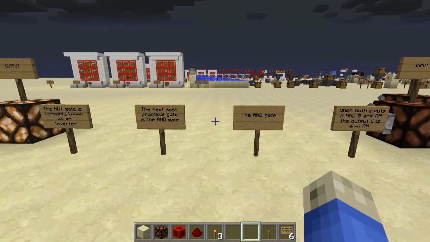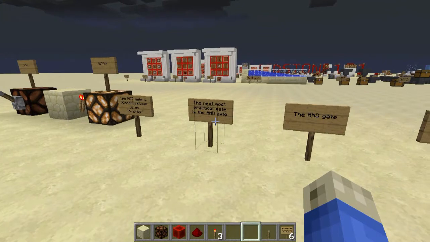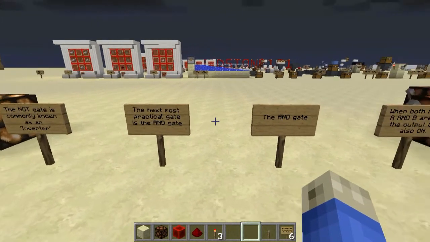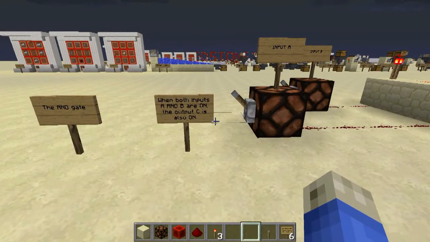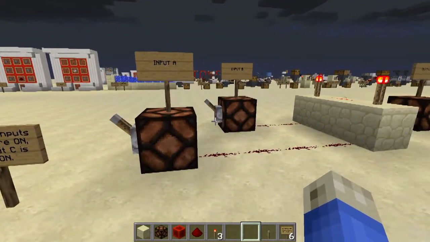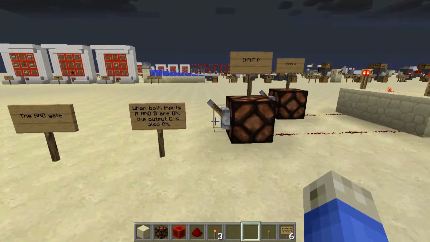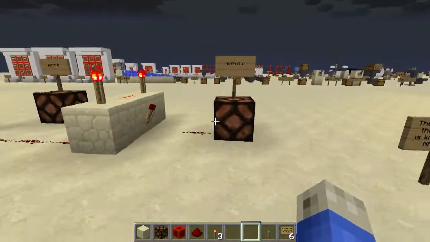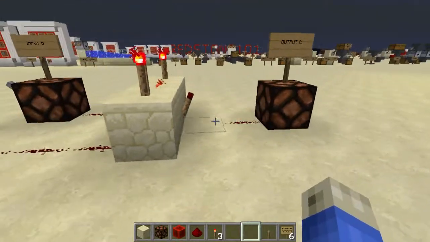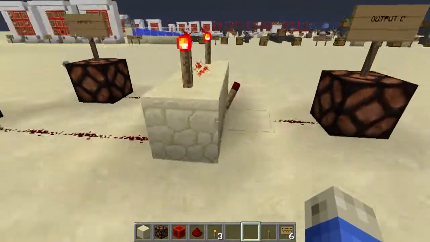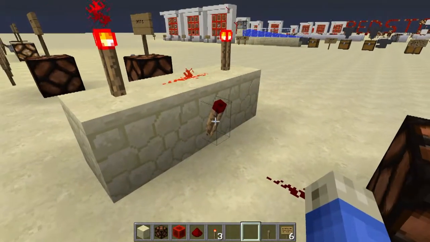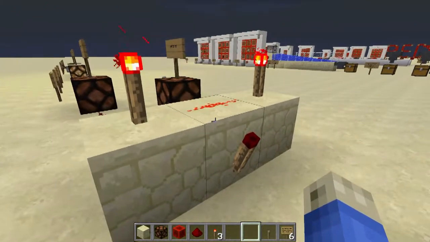The next most practical gate that you'll probably be using is the first one that takes two inputs. It is known as the AND gate. When both inputs A and B are on, C is also on. So here's output node C. You can see it's a pretty simple thing: 3 blocks, some torches here coming together into an output torch connected on this block.